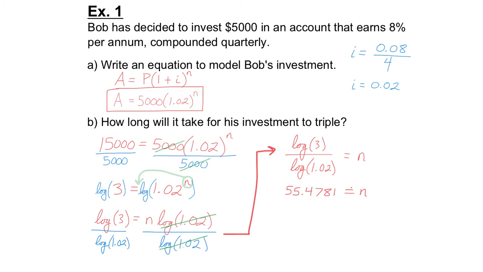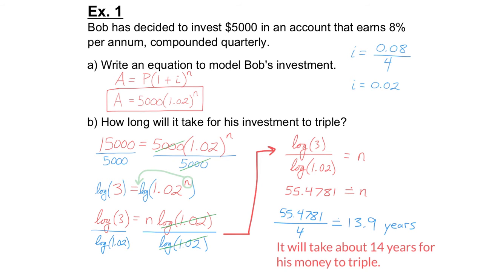Okay, so now we go back to the question, how long will it take for his investment to triple? A lot of people will stop here and they'll say, oh, it's going to take 55 years. But remember what n represents. n is the number of compounding periods because we're talking about compound interest. So in order to get the number of years, we have to divide this by 4, which ends up being about 13.9. So I'm going to say it will take approximately 14 years for his investment to triple.